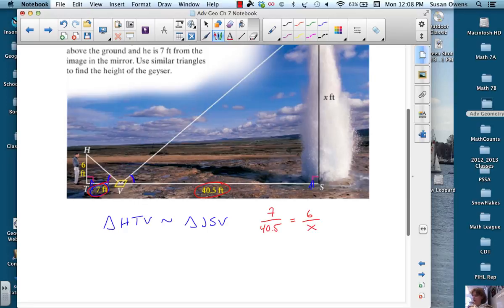Okay. And then I can cross multiply, so 7x equals 243. And then I can divide both sides by 7, and x equals 34 point, now I'm going to round, so I'll round it to the nearest tenth of a foot. So 34.7 feet tall, about.